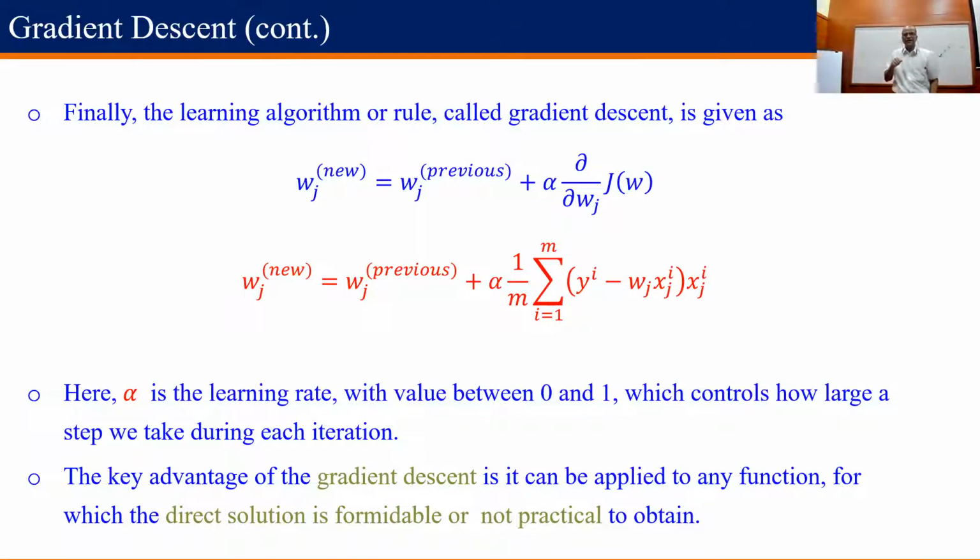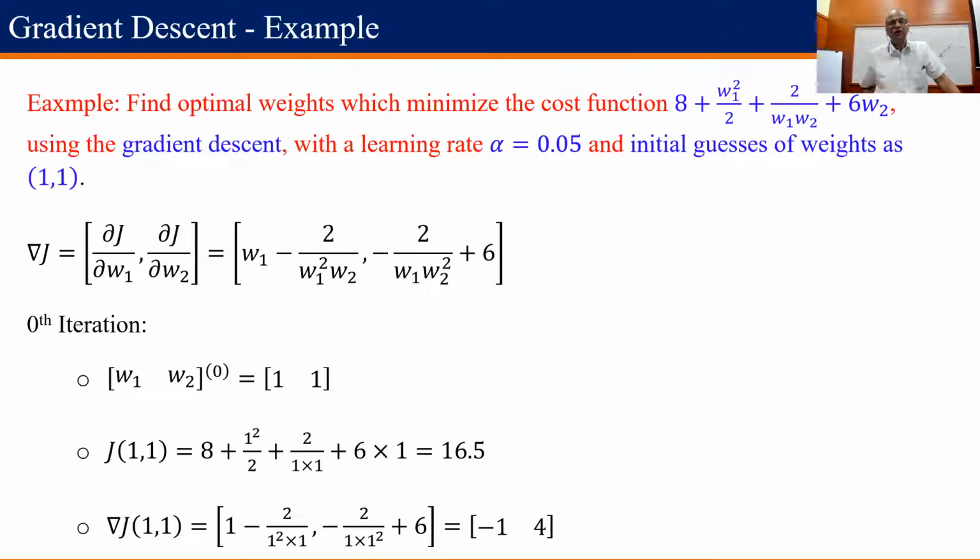The key advantage of the gradient descent is that it can be applied to any function for which the direct solution is formidable or not practical to obtain. Okay. Now this example will make it clear. Now find the optimal weights which minimize the cost function.